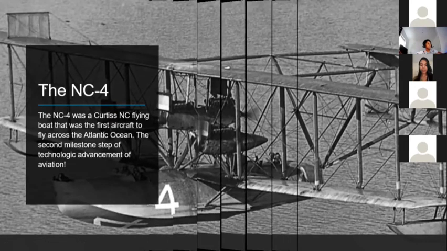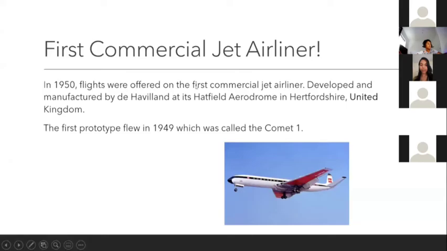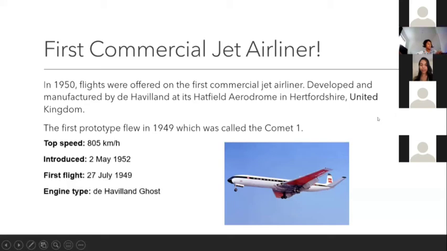And the first commercial jet, in 1950, when flights were offered to the public, was developed and manufactured by de Havilland at its Hatfield Aerodrome in Hertfordshire, United Kingdom. The first prototype of the plane flew in 1949, which was called the Comet 1. It had a top speed of 855 kilometers per hour. It was introduced in 1952. The first flight was in 1949. The engine type was the Avon Ghost, and there were 114 built, including prototypes.